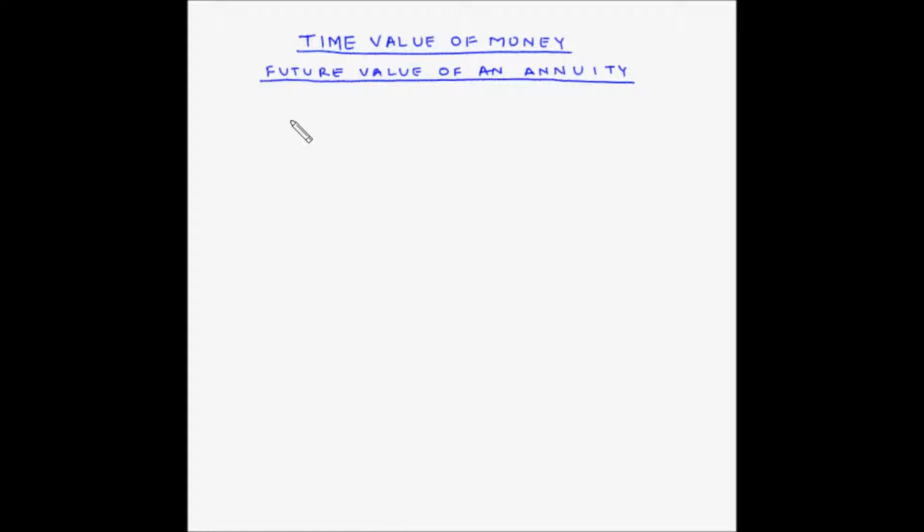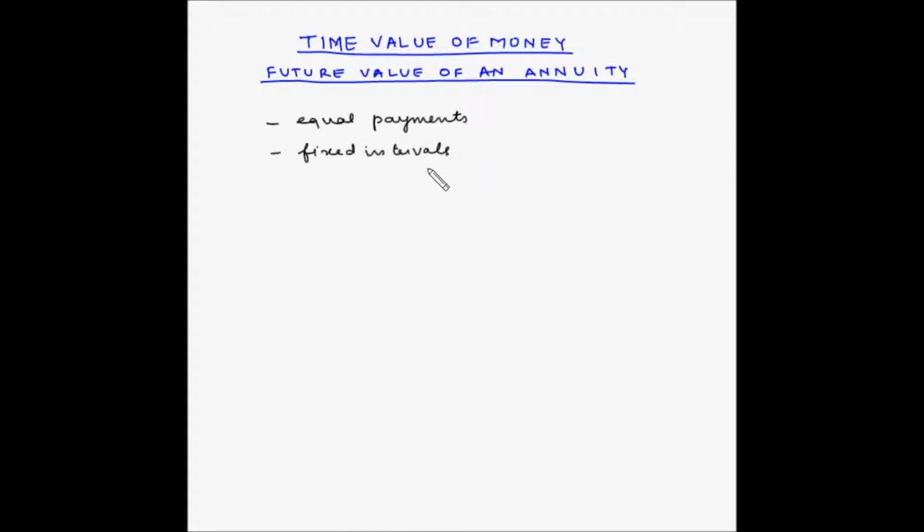An annuity is a series of equal payments made at fixed intervals for a specified number of periods. So, let's go over the definition again. An annuity is a series of equal payments. The first key term is equal payments, made at fixed intervals. The next keyword is fixed intervals.